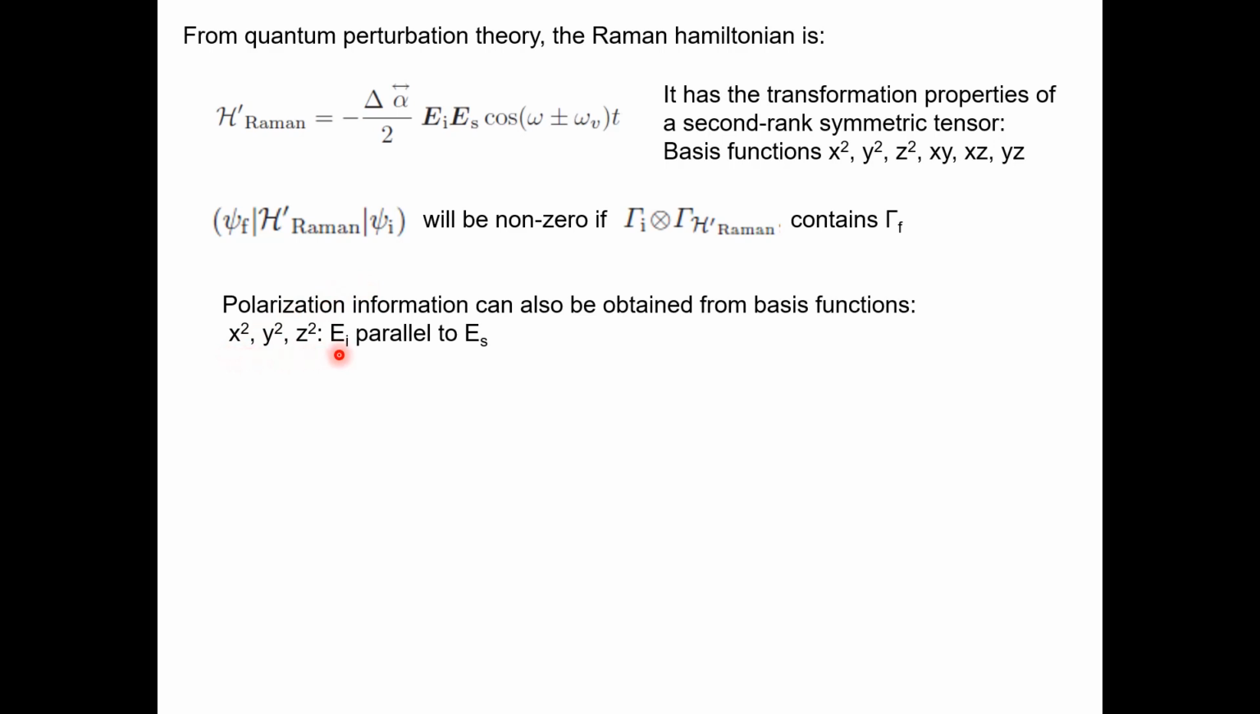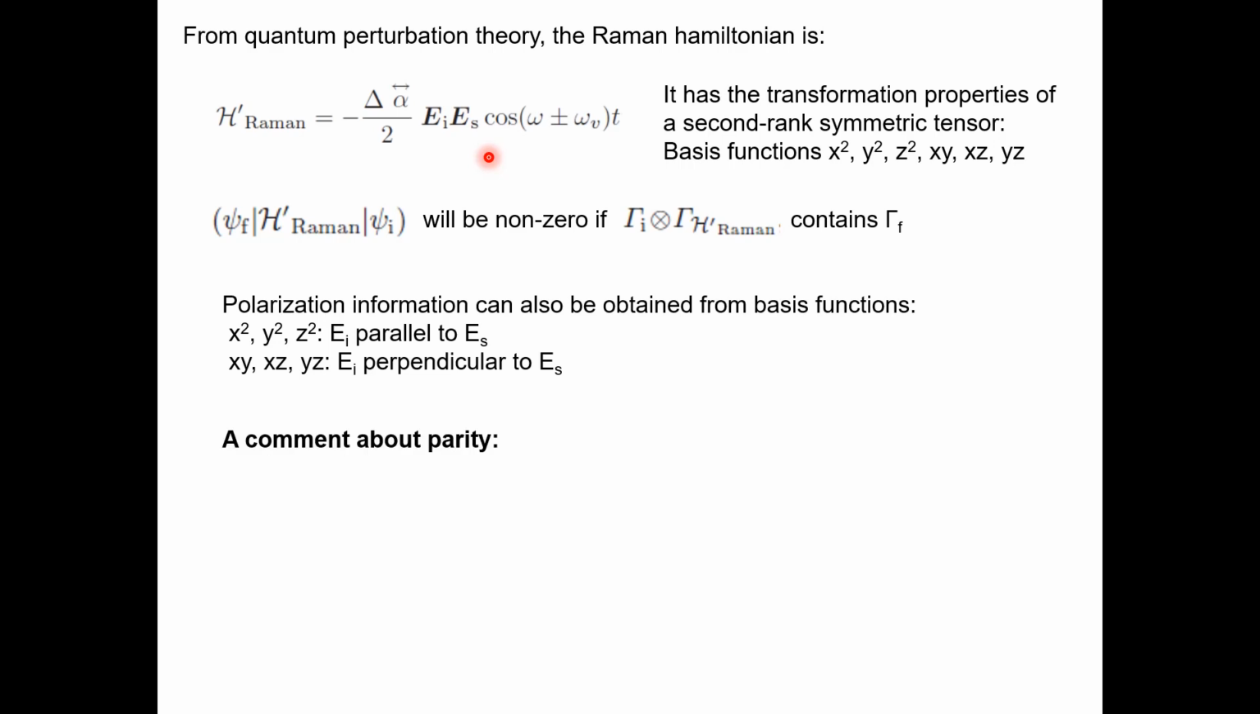Okay? So typically when I have basis functions for irreducible representations of this kind, x squared, y squared, z squared, that means selection rules for polarization of the incident field parallel to the scattered field, either in x, y or z. But when I have basis functions of this kind, xy, xz, and yz, for those representations, the Raman process will be active in the particular case of perpendicular polarization, when the incident field is perpendicular to the scattered field, either xy, xz, or yz combinations of the incident and scattered radiation. And again, we are going to see that in several examples in a minute.